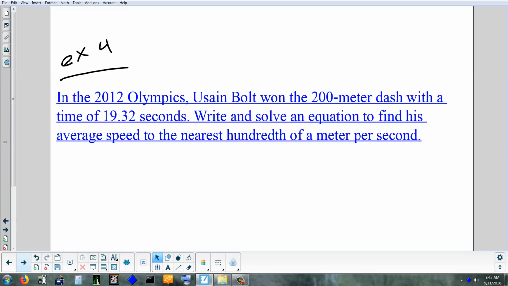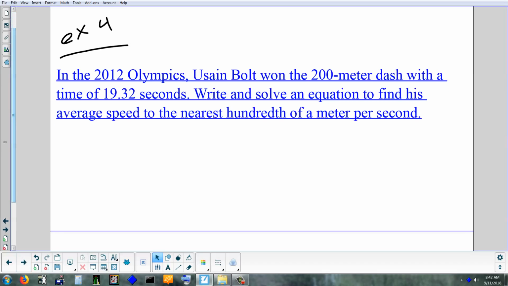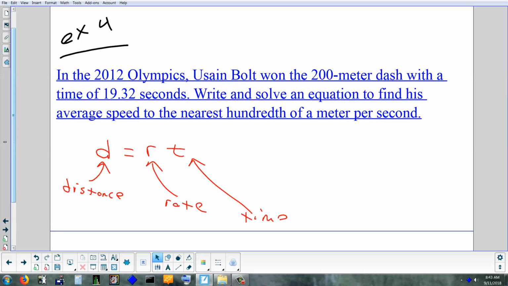It has an equal sign in it somewhere. Anyone know? Not quite, but you're close. Let's start out with distance equals rate times time. So D equals RT. D is your distance, R is your rate, and T is your time.